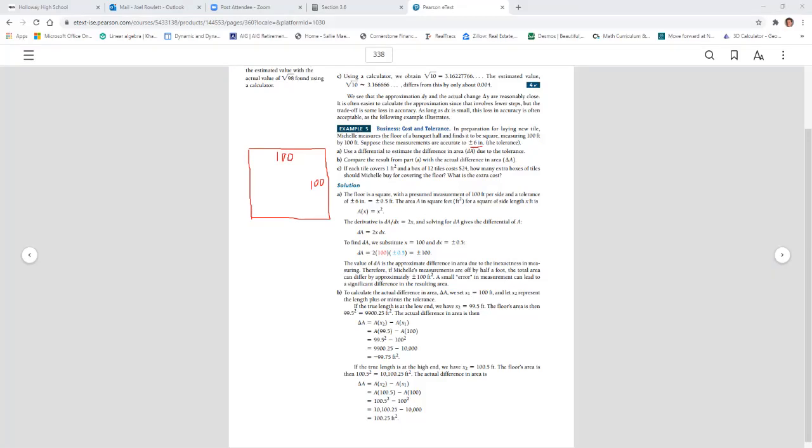As a reminder, the floor is a square, and the measurement is presumed to be 100 feet per side with a tolerance of about 1/2 of a foot either way. What does that mean to us? That means that she could have measured it 1/2 of a foot too little, or she may have gone 1/2 of a foot too far out. In other words, we have some tolerance here.